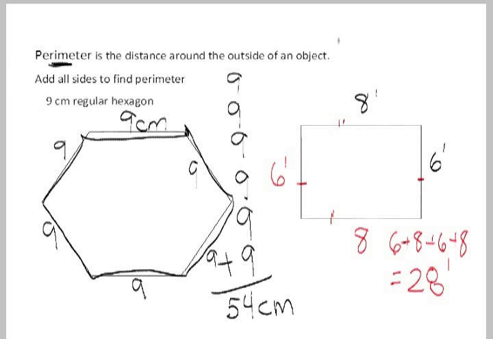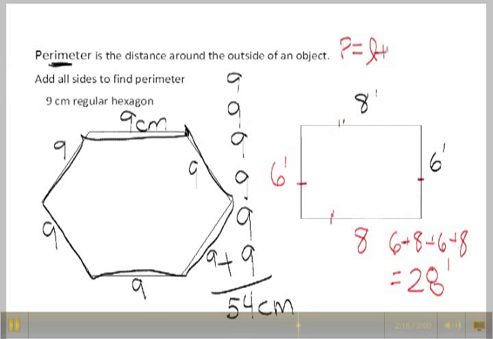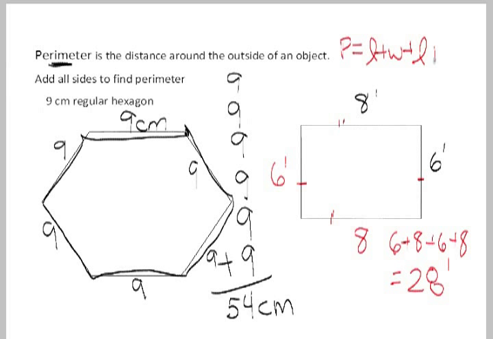For rectangles, the perimeter equals the length plus width plus length plus width. Or another way of thinking about it is that the perimeter equals 2 lengths plus 2 widths. Or we could think about it as the perimeter is 2 times the length plus the width. We can use any of those formulas to find the perimeter of a rectangle.